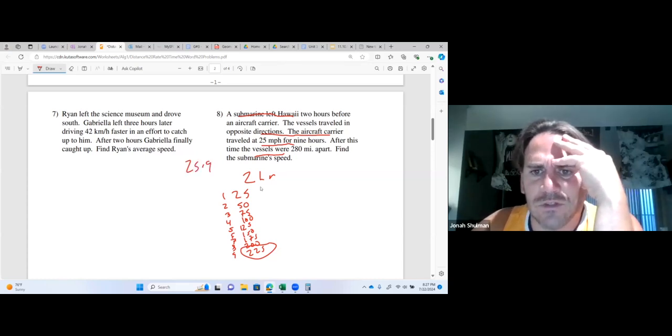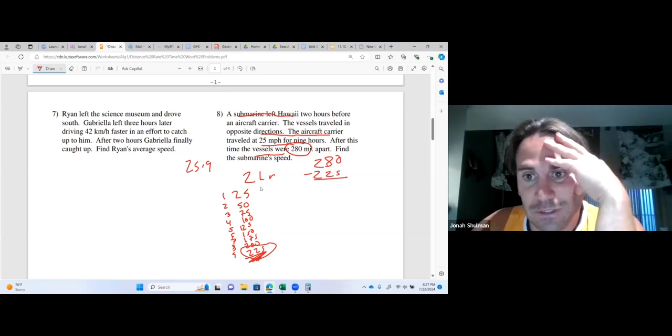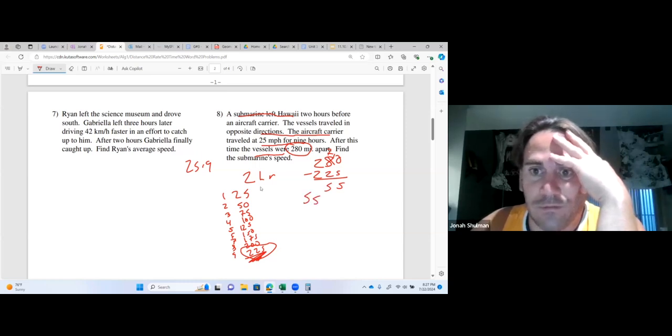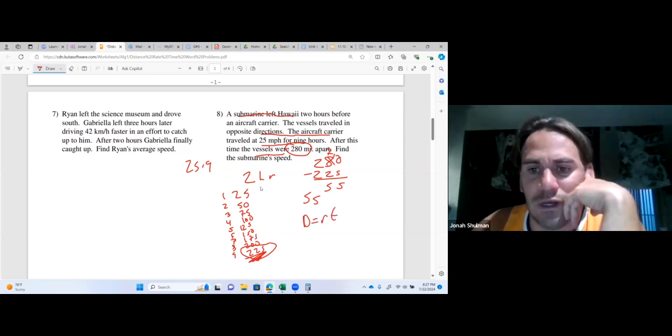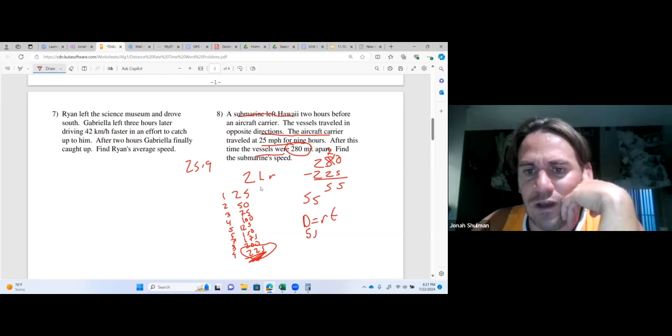After this time, the vessels were 280 miles apart. So this went 225 one way, and the total is 280. So you do 280 minus 225, and you get the distance the other one traveled. The other one only went 55. Find the submarine speed. So the submarine's way slower. This is distance equals rate times time. The distance here is only 55 because 55 plus 225 is the 280. And we know it was 9 hours.